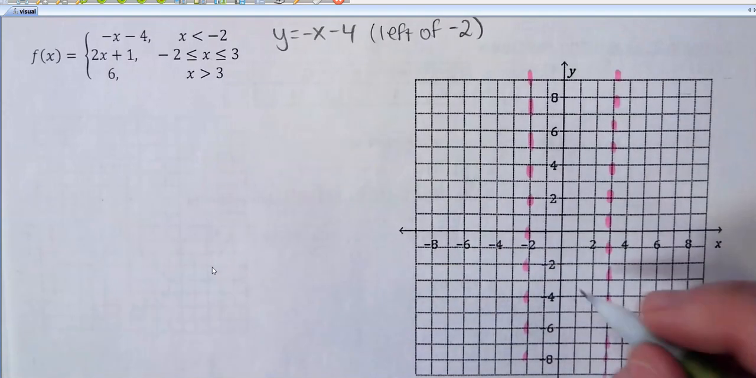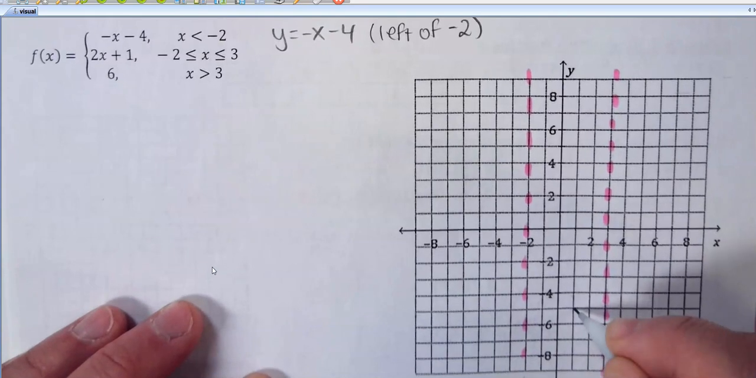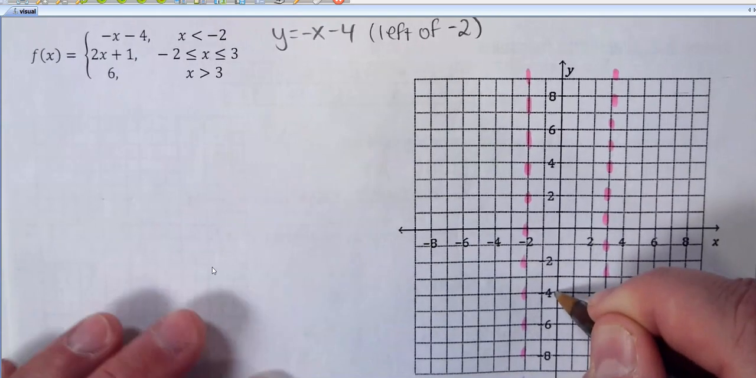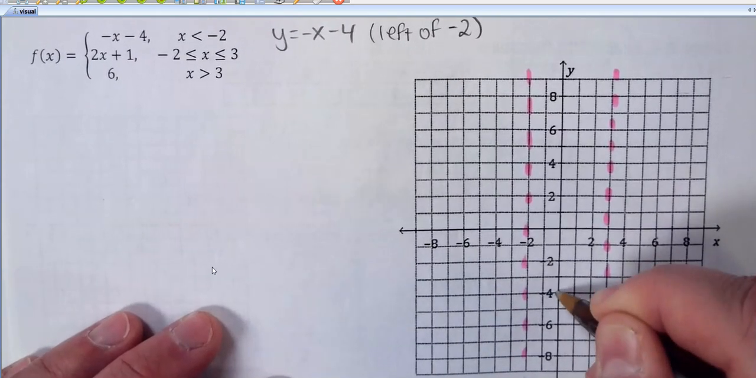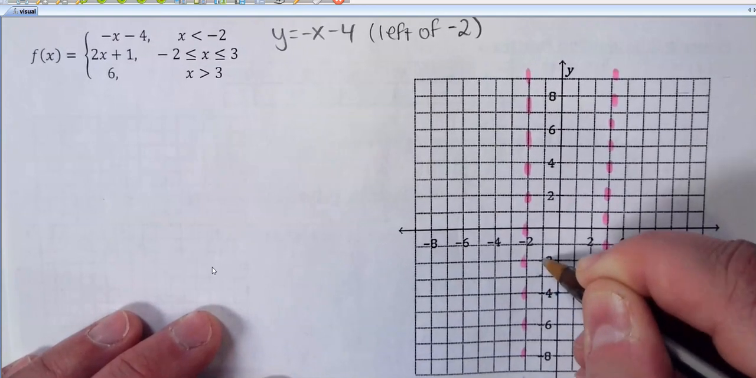Okay, so I would start at -4. And I would go down 1 over 1. But if I'm doing that, that's going the wrong direction. All right, so if I start at -4, I'm actually going to go backwards. So I'm going to go up 1 over 1 to the left. That's still a negative slope. Up 1 over 1 to the left.